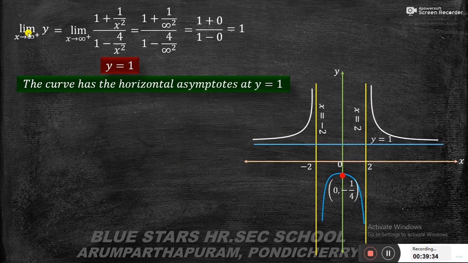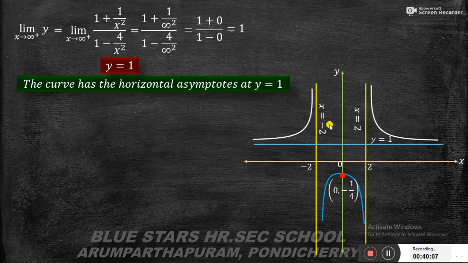Next we calculate the limit as x tends to infinity plus, which means the right limit. Now we calculate the right limit for infinity. I write the function (1 + 1/x²)/(1 − 4/x²). I substitute x = infinity: 1 plus 1 by infinity over 1 minus 4 by infinity. 1 by infinity is 0, so (1 + 0)/(1 − 0) is 1 by 1, which is 1. Therefore y = 1. The curve has a horizontal asymptote at y = 1.